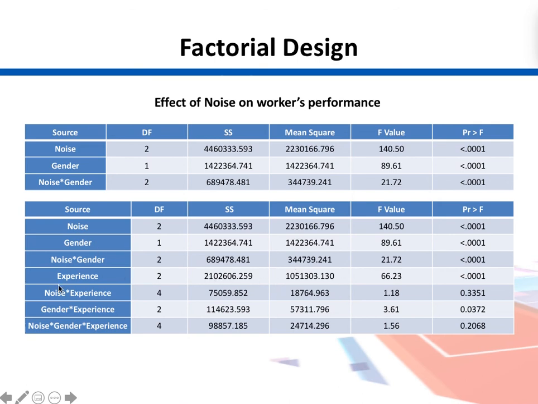But we see here that we have two-way interactions, and there are three of them: noise into gender, noise into experience, and the third one, gender and experience. And a three-way interaction is also here, that is noise, gender, and experience. So now the ANOVA table is more complicated. In the same way we can add factors, and we can add those interaction terms, depending upon how many factors we have in the model.